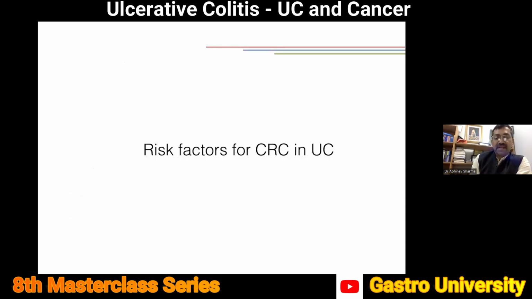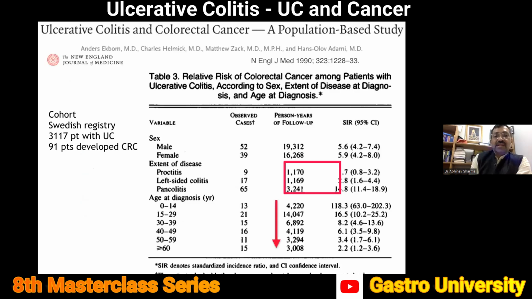Now, what are the risk factors for colorectal cancer in ulcerative colitis? This elegant study, a very old one, NEJM 1990, had approximately 13,000 patients from the Swedish registry. What they looked at was age at diagnosis and extent of involvement. As we can see in the boxes and the arrow, pancolitis is associated more with colorectal cancer than proctitis and left-sided colitis.